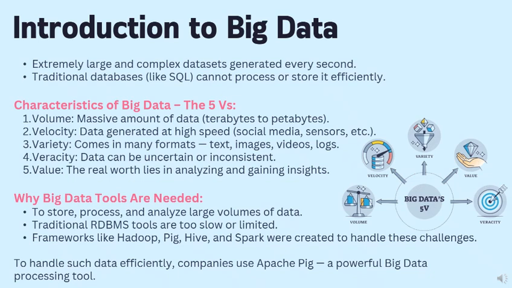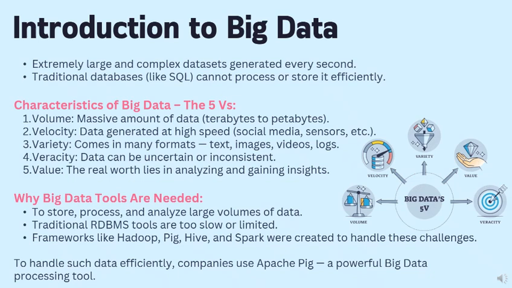Big data is often defined by the 5 Vs: volume, think about terabytes or even petabytes of data; velocity, data coming in at crazy speed like tweets every second or live sensor data; variety, text, image, video, logs, all different formats; veracity, not all data is clean or reliable; and value, the actual insight we can extract from it.